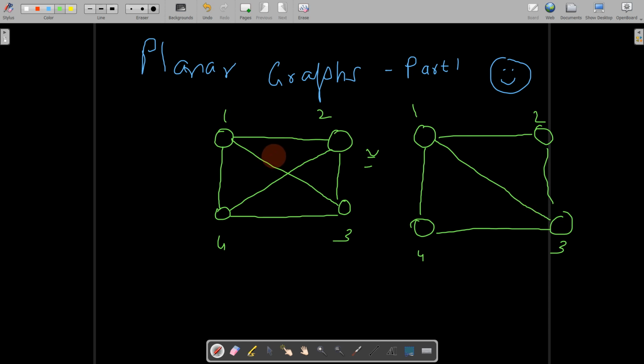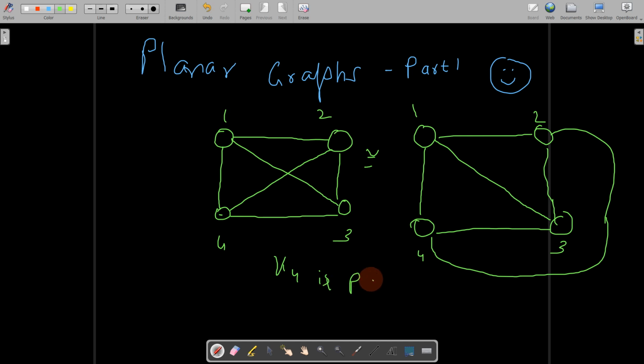Now what about this second edge 2, 4? So what we can do, we can connect, because in a graph what is important is connectivity between the nodes. I can make this straight line like a curved line as well. That does not matter. What matters is which two nodes are connected. See, here also 2, 4 is connected. Here also 2, 4 is connected. So these two graphs are isomorphic or same. Their connectivity is same. So this K4 is planar.